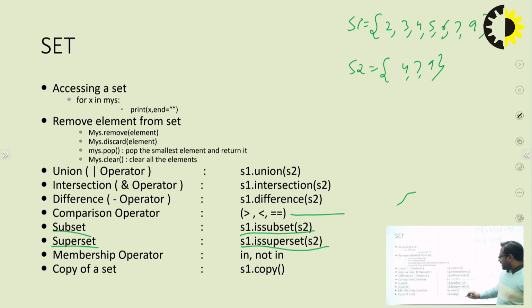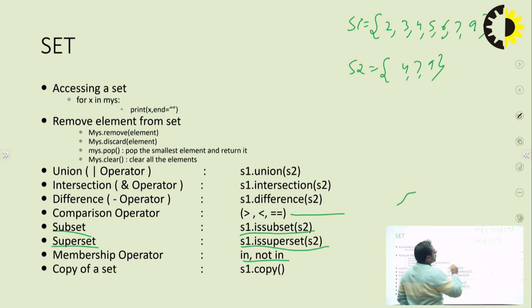Okay. Next is the membership operator. For the membership operator you can use in and not in. If you want to check whether a particular element is in a set or not, you can use the membership operator. For example, I just want to check 9 in S1. Okay, it returns true.